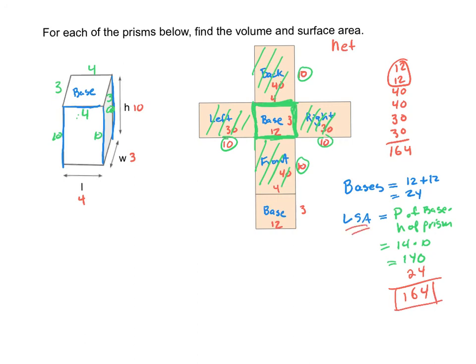So we have kind of a shortcut now to find the lateral surface area. You just find the perimeter of the base and multiply that by the height, and that should give you the lateral surface area.